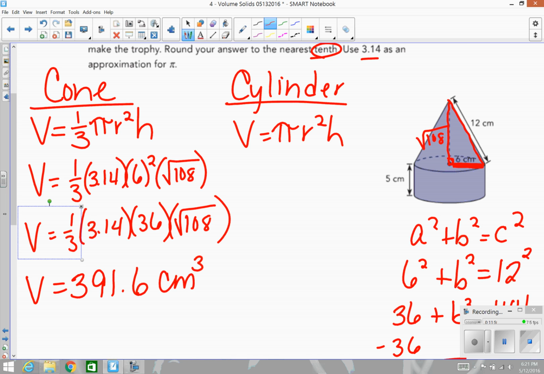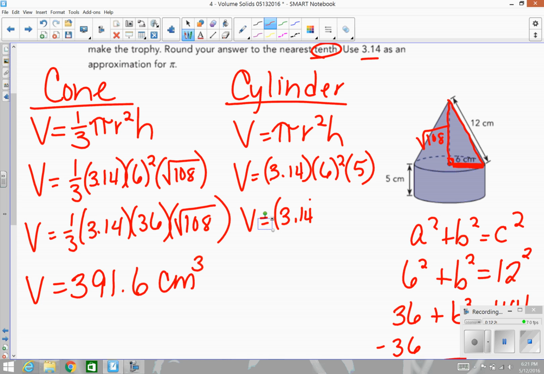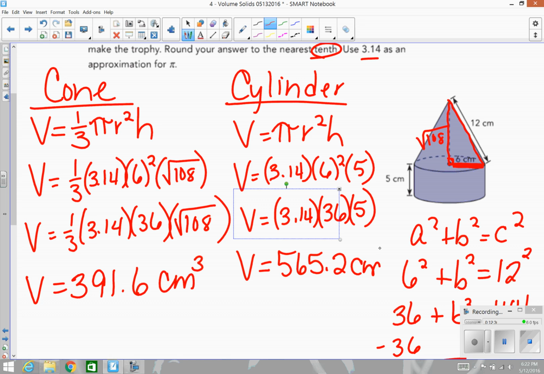So there's the volume of the cone part of this trophy. Now we have to find the cylinder. Volume equals 3.14 times the radius, which is 6 squared, times the height of the cylinder, which is 5. So again, 3.14 times 36 times 5. Volume equals 565.2 centimeters cubed. We are not done, but we have done the hardest part.